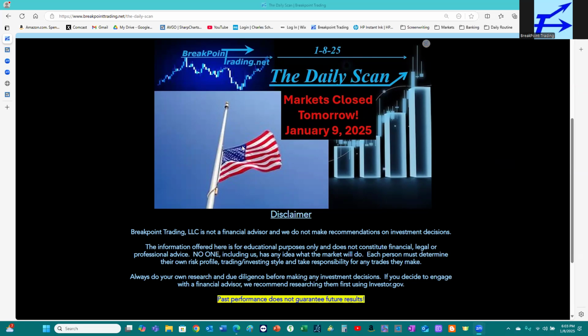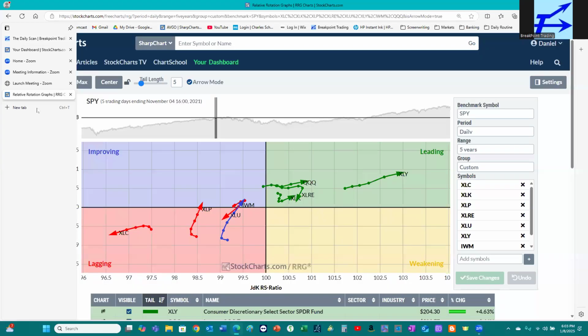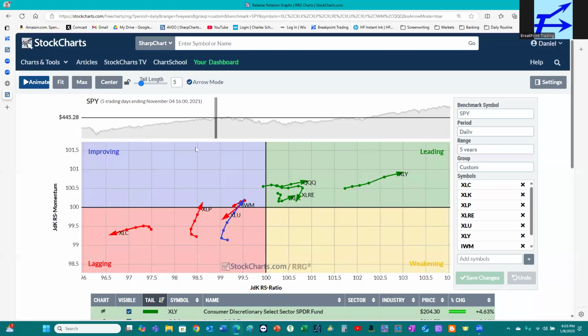Tomorrow, in memory of Jimmy Carter, markets will be closed, January 9th, 2025. Let me first, I'm going to try to do this as long as I stay up here. I want to show you the relative rotation graph and show you what happened back in 2021.